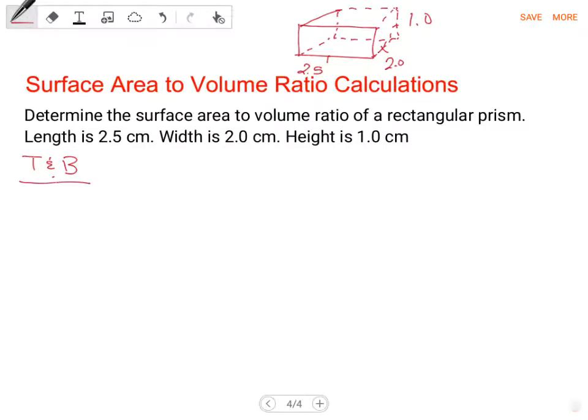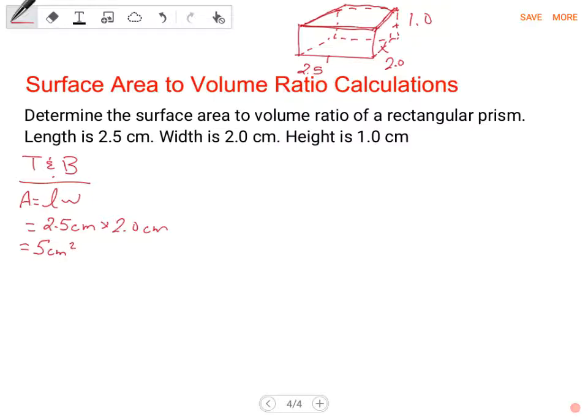So we'll do that one first. The top and bottom would be like looking at this part right here, and you want to find the area of that. So area equals length times width, or base times height. So that's going to be 2.5 centimeters times, so that's 2.5 in this dimension and 2.0 in this dimension. You're going to take out your calculator and go 2.5 times 2, which is 5 centimeters squared.